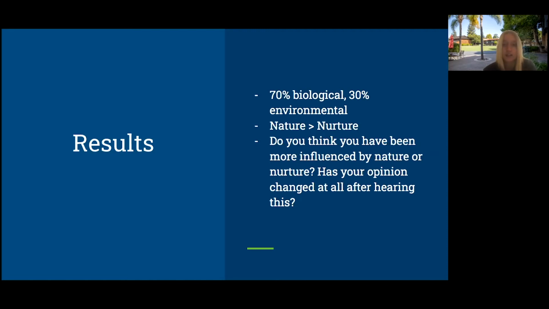In fact, the results from one of the IQ tests in the study found that approximately 70% of the traits were inherited through genetics, and only 30% were based on environmental factors. This means that in the contest between nature and nurture, nature generally wins.